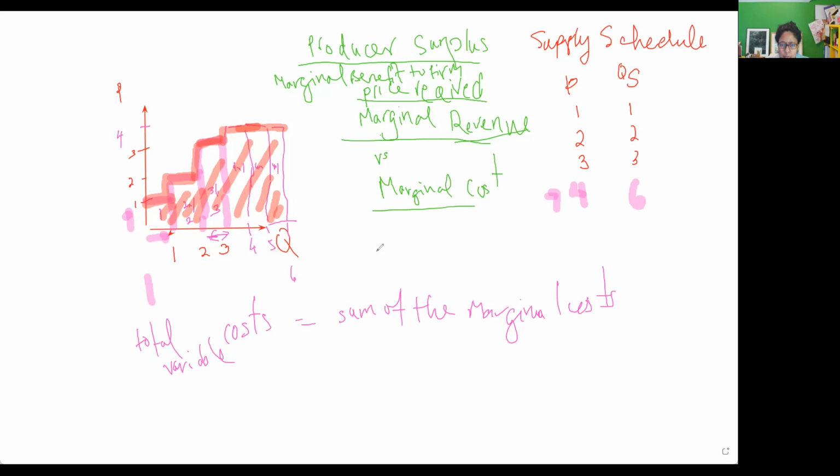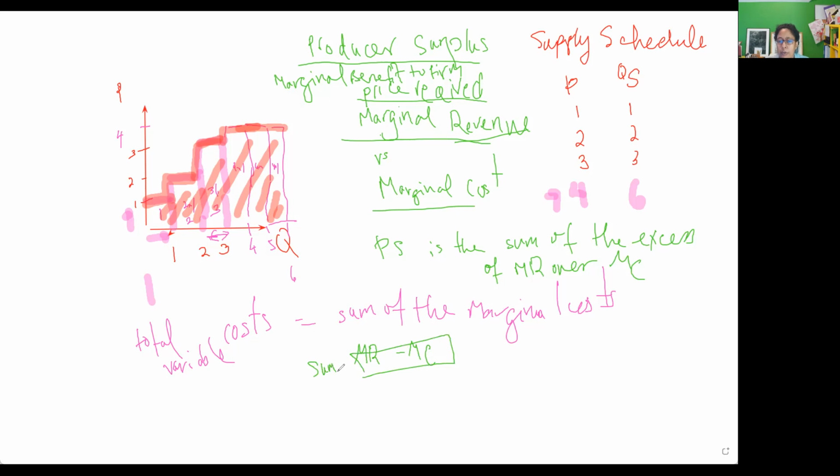And so let's find our producer surplus is the sum of the excess of marginal revenue over marginal cost. So if we were trying to figure this out over a number of units, what we would do would look at the marginal revenue, in this case, the price, minus the marginal cost for each unit. And we would sum those up and we would get the producer surplus. Now let's actually do that here.